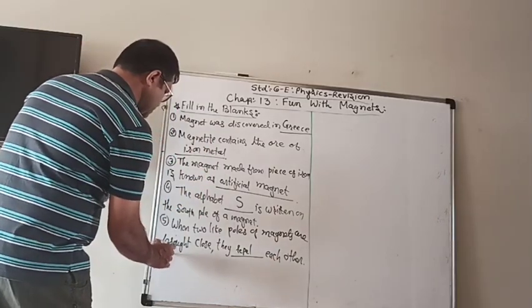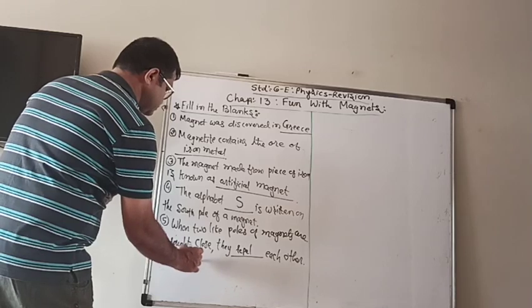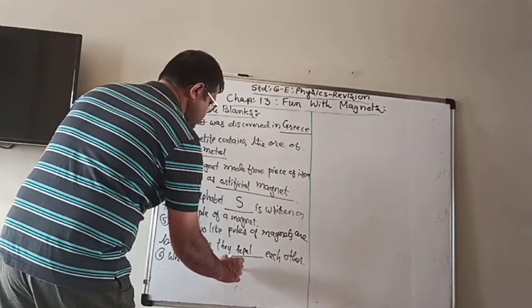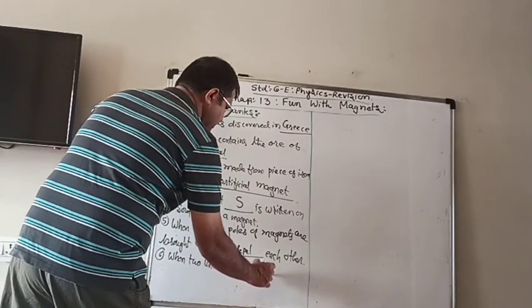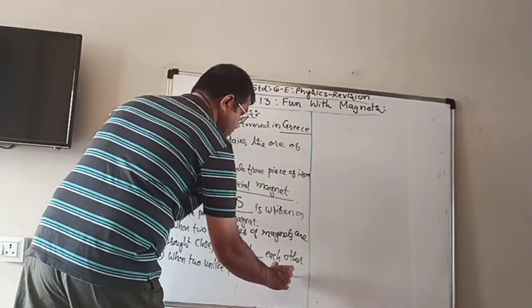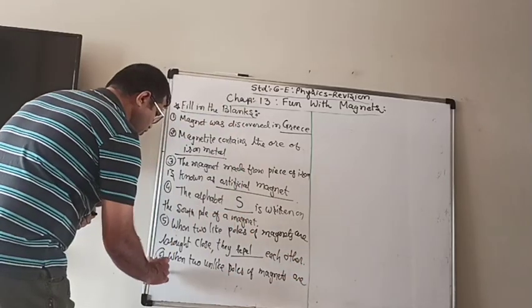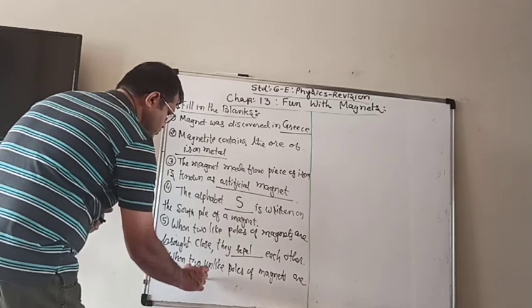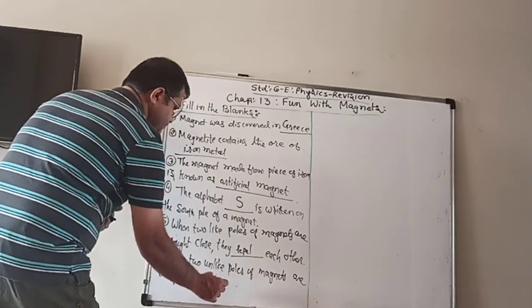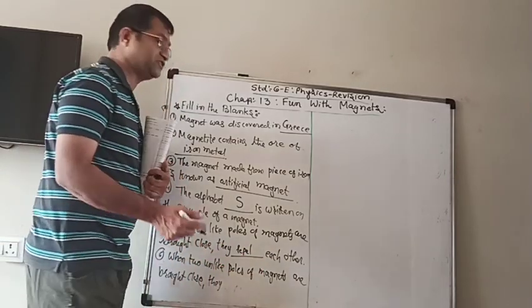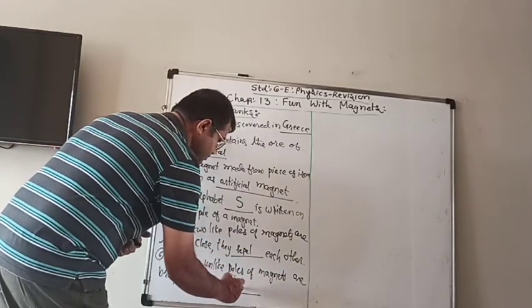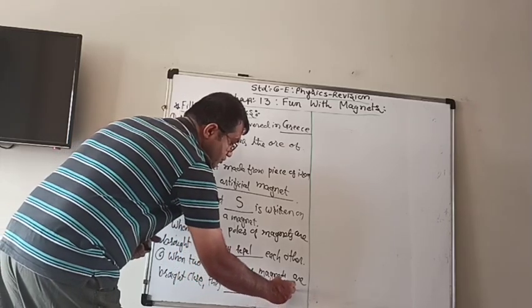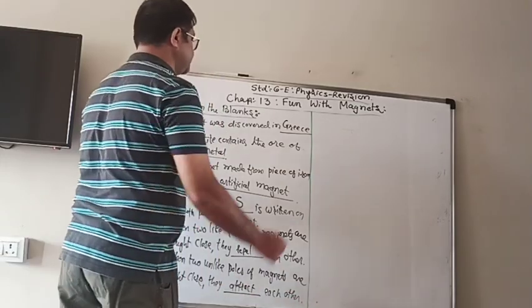Sixth, when two unlike poles of magnets are brought close, then we already talked that they will attract each other.